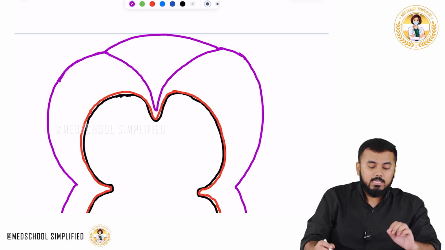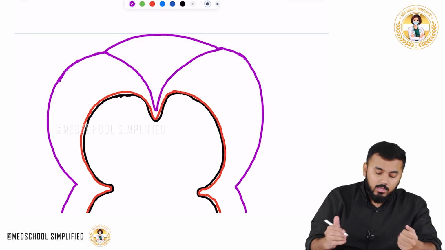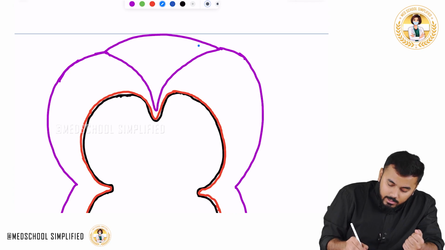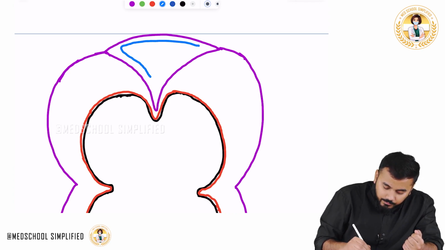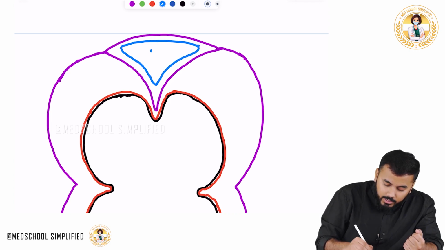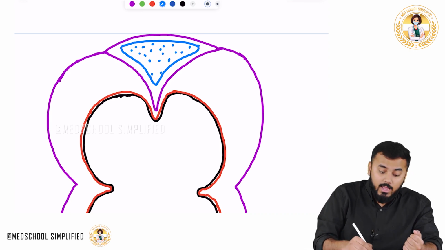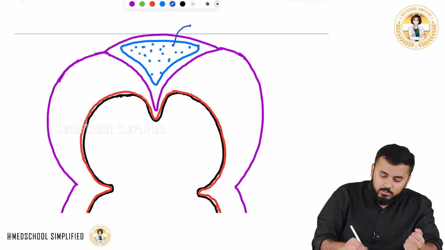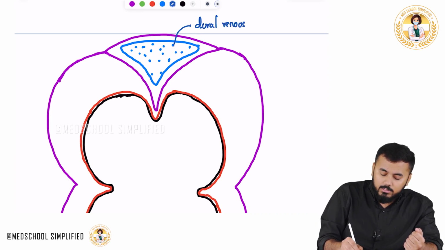Now this space is having a sinus, and this is called the dural venous sinus. Okay, so let me also draw that sinus right now. Let us say that here you have a sinus like this. Okay, what does this sinus have? It is completely having the cerebrospinal fluid, and this sinus over here is called the dural venous sinus. Dural venous sinus.